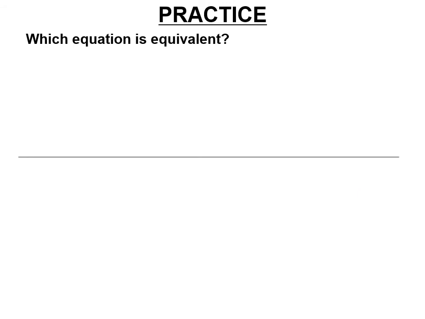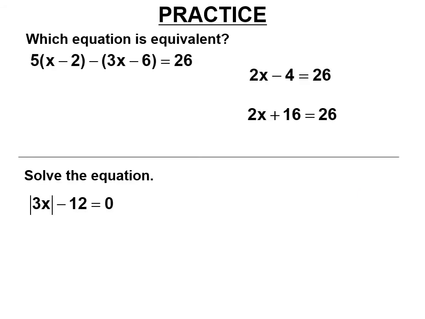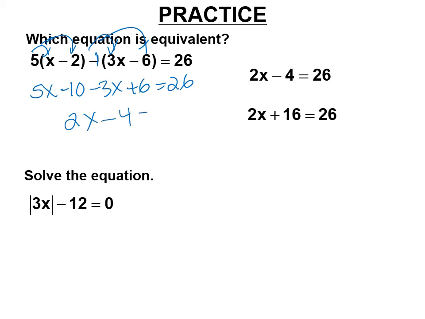Okay, that's our practice. So we're going to practice. Do both of these, please. So which is equivalent? All right, so we have to simplify this. Make sure you distribute a negative 1 there. We get 5x minus 10 minus 3x plus 6 equals 26. 5x minus 3x is 2x. Negative 10 plus 6 minus 4 equals 26. Which one is it? Now on the test, there'll be 4 of them, but that's the one that has the same answer.